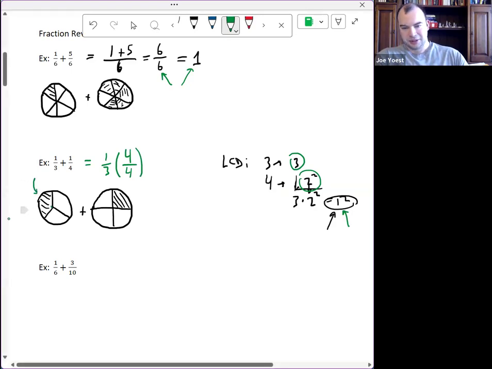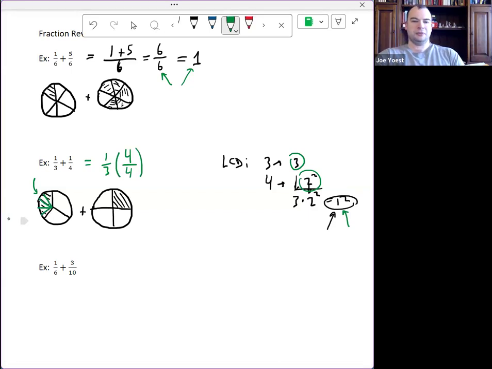But what I'm doing is I'm slicing it 4 more ways. Well, I'm slicing it 3 times and making 4 pieces where there were previously 1.